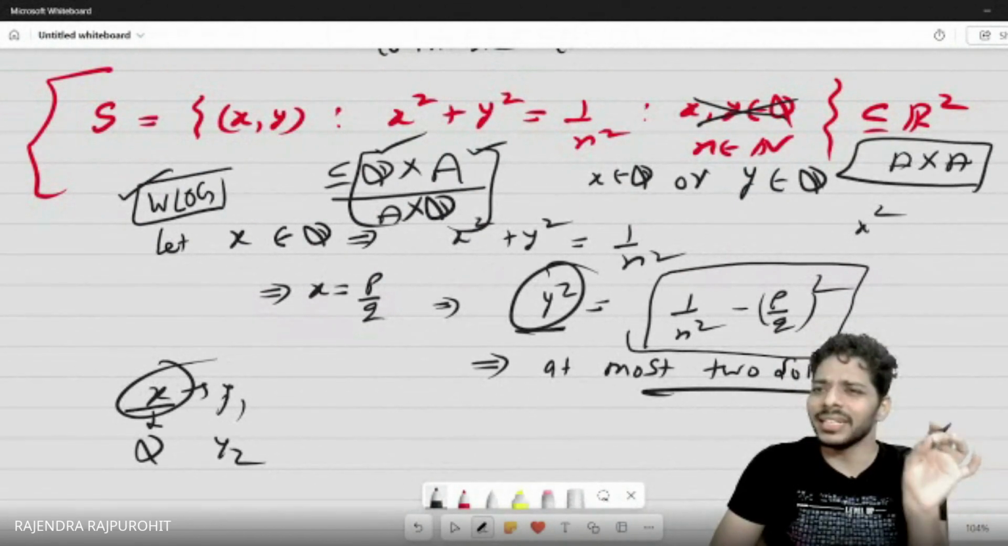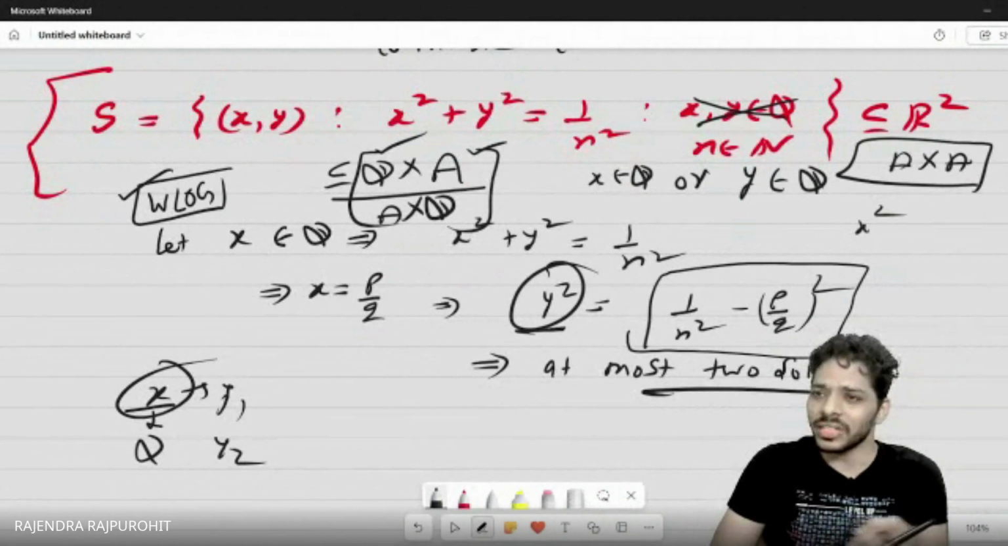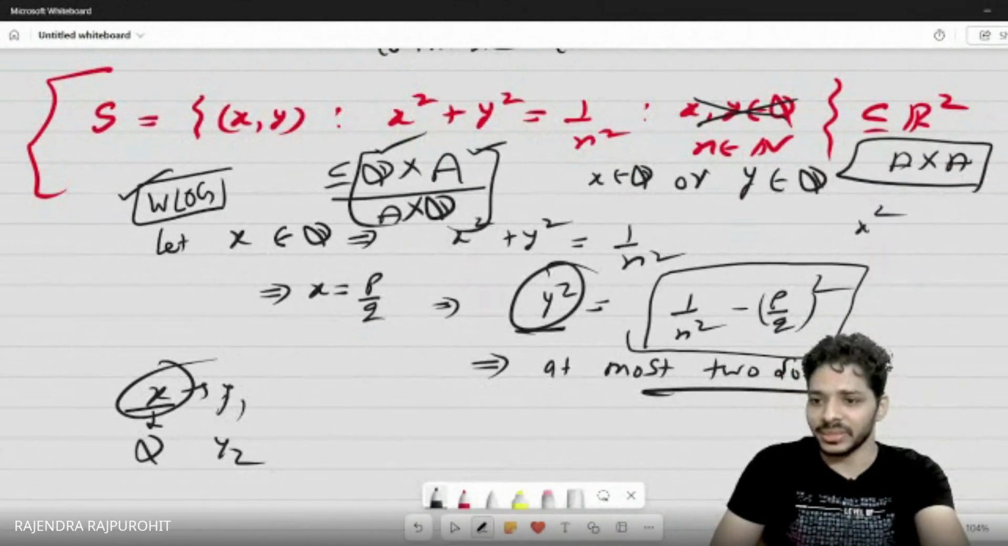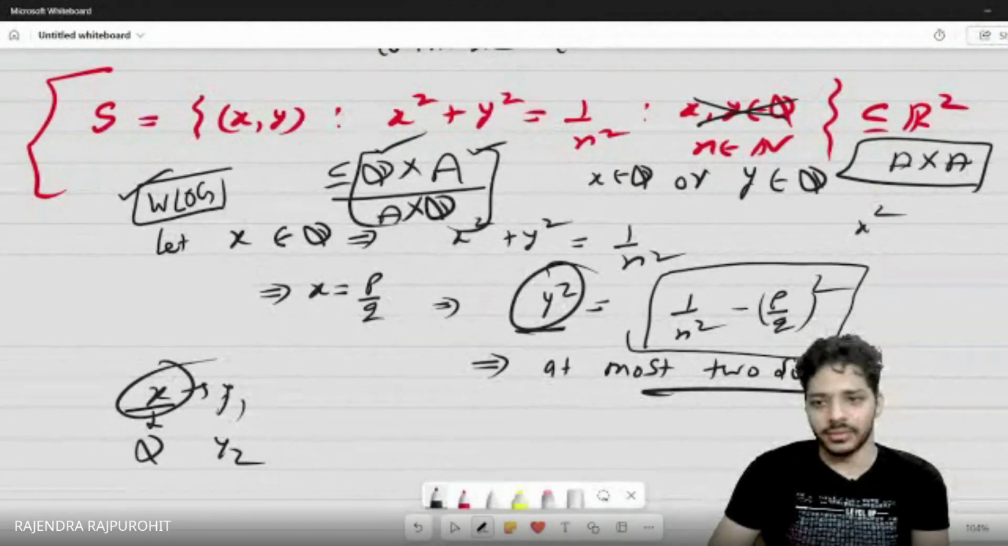You cannot have any transcendental number here. All algebraic. X and Y both must be algebraic. And why so? Because they are solutions of an equation with rational coefficients. That is the definition of an algebraic number, no? So they are all algebraic numbers, and hence the set must be countable. I hope it is clear. It's not rationals, but the square must be rational.